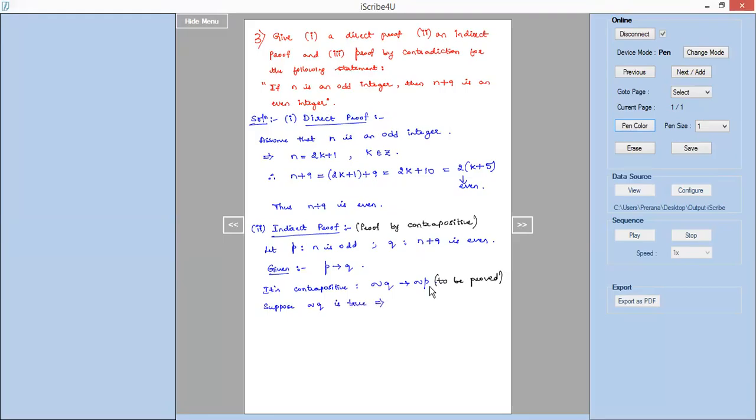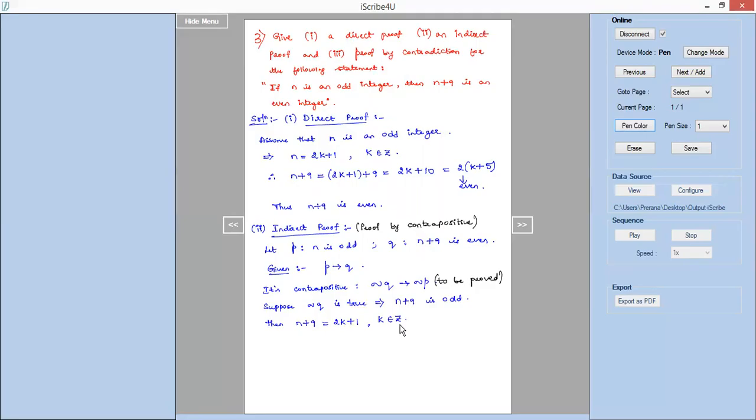So what does this imply? Negation Q is true means, Q is denoted by the statement n plus 9 is even. So negation Q means what? N plus 9 is odd. So we have n plus 9 is odd. Then how can we write down that odd integer? So n plus 9 can be written as 2k plus 1. Any odd integer is always represented in the form 2k plus 1, where k belongs to the set of integers Z.